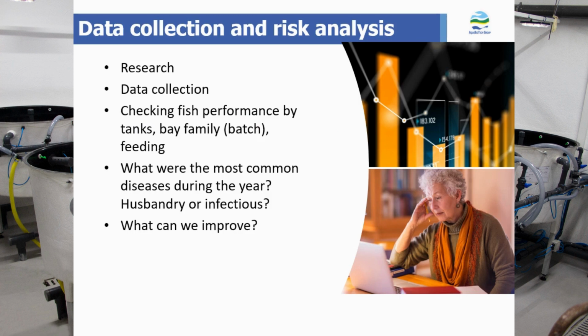So for all the fish health goals, we register absolutely everything. Water quality parameters, observations, PMCs, laboratory results. Why do we need all this data? As veterinarians, we need a database to apply statistical analysis and learn from the results. We could check fish performances by RAS, by families, and we could identify the most common disease problems during the year. Was this husbandry or infectious diseases? With all this data, we can think about what the risks of the most common diseases are and what we can improve in the future. This is called risk analysis and is an important part of fish health management.